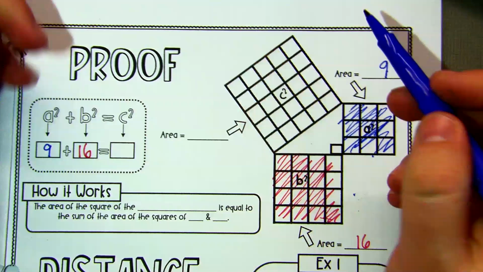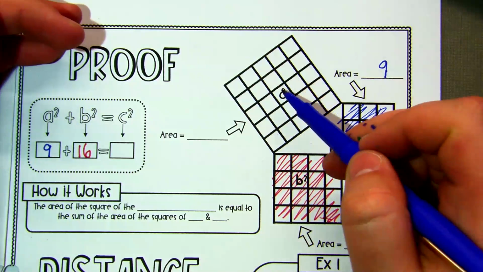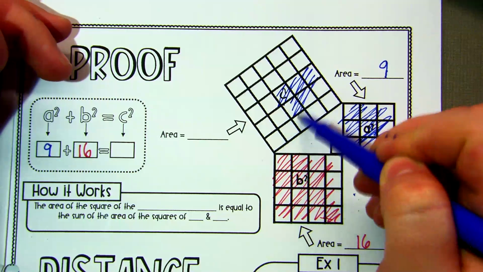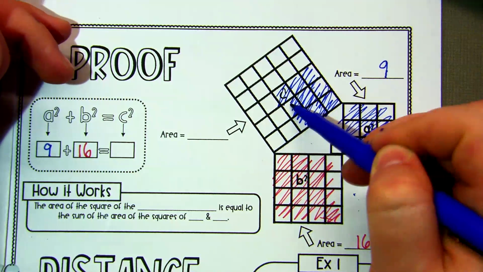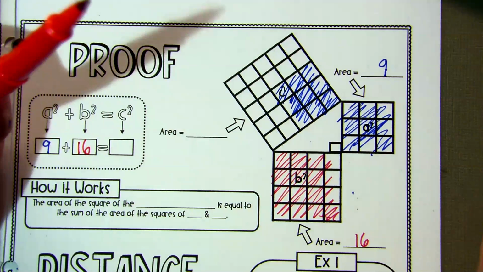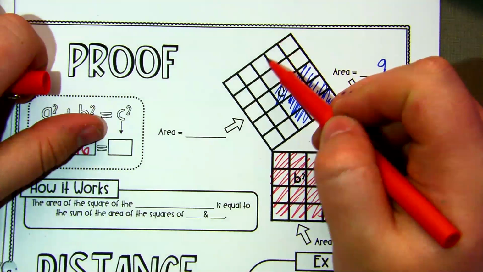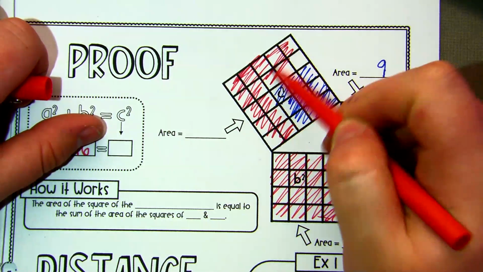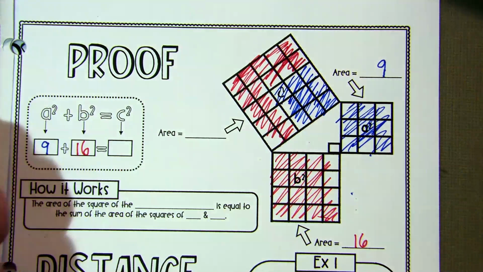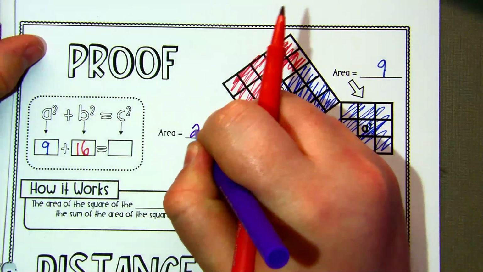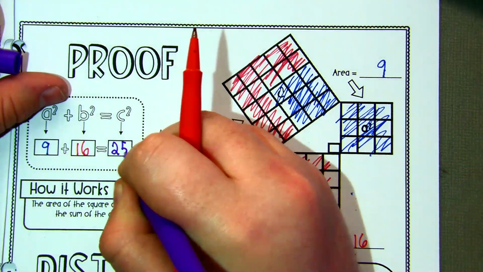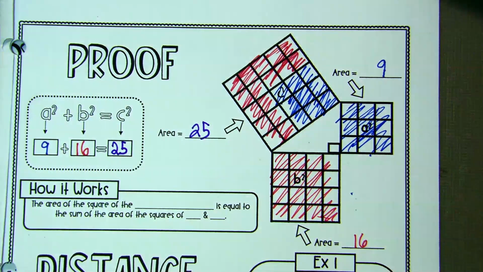So now I'm looking at my big C squared. And we notice if we color in 9 blue squares, we still have 16 red squares, which gives us a grand total of 25. So 9 plus 16 equals 25.